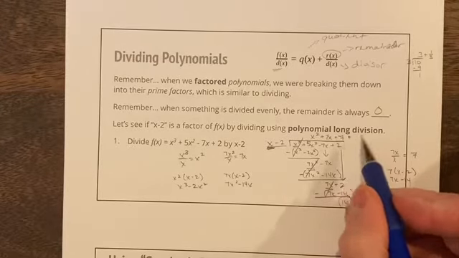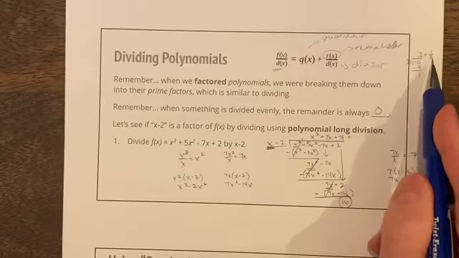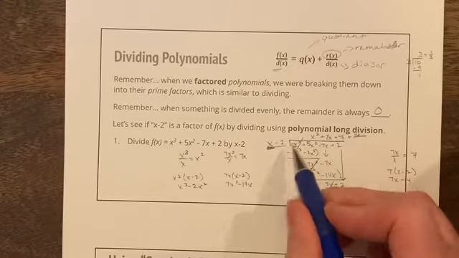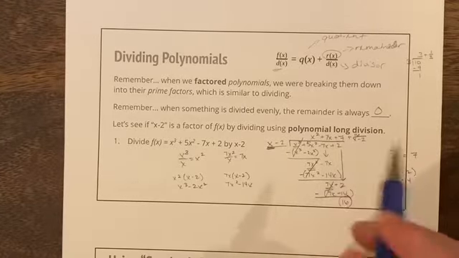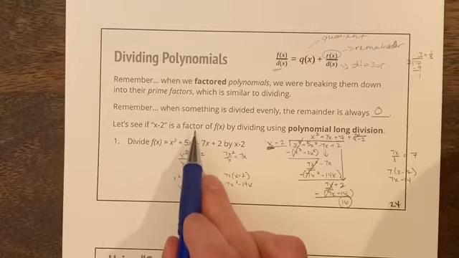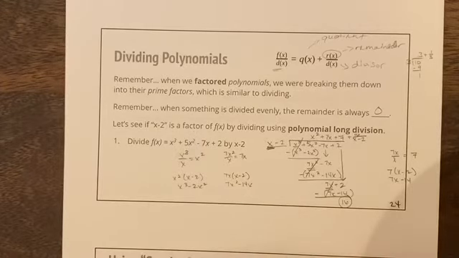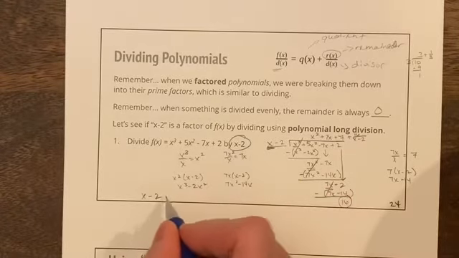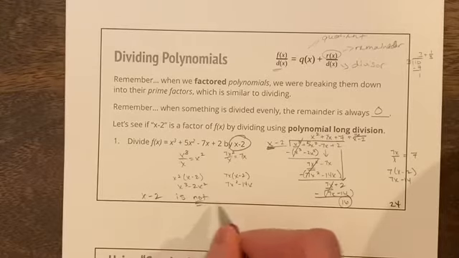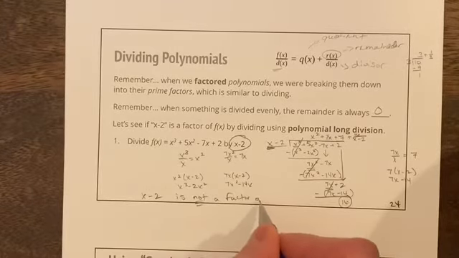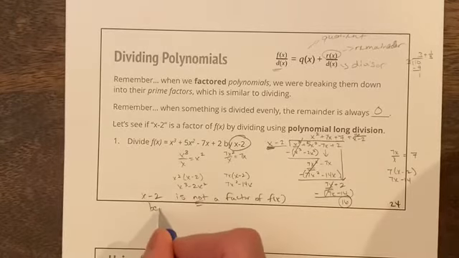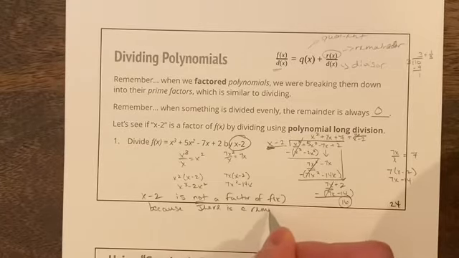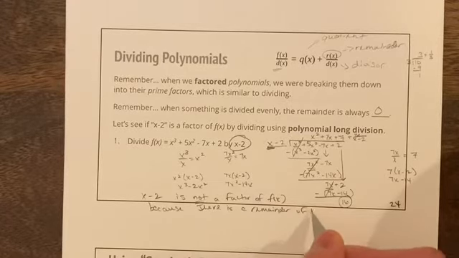So my remainder, just like I did with this one remainder up here, still needs to be divided by the divisor. So my remainder is 16, so I need to divide that by the divisor, which is x minus 2. So it says, let's see if x minus 2 is a factor, right? We just determined it's not, right? This is not a factor. So we can say x minus 2 is not a factor of f of x because there is a remainder of 16.